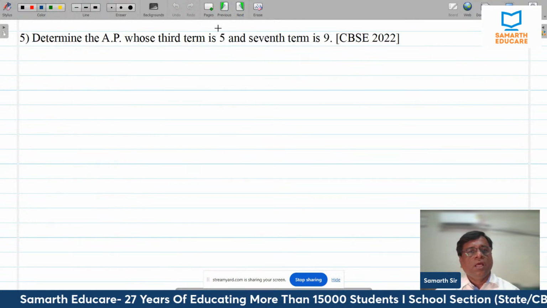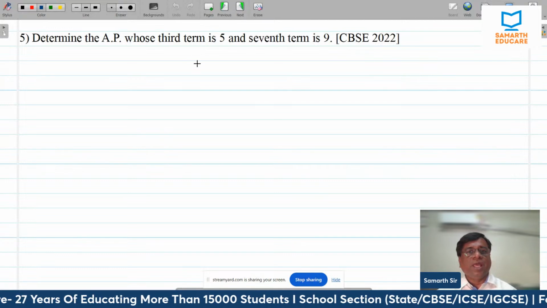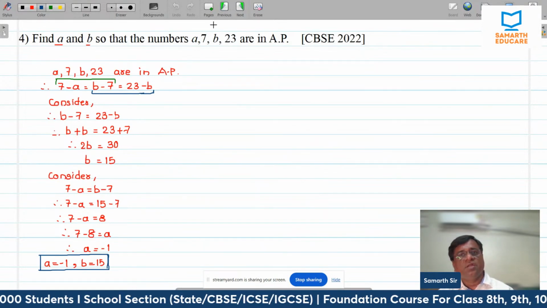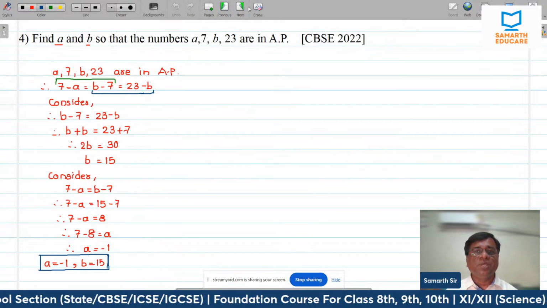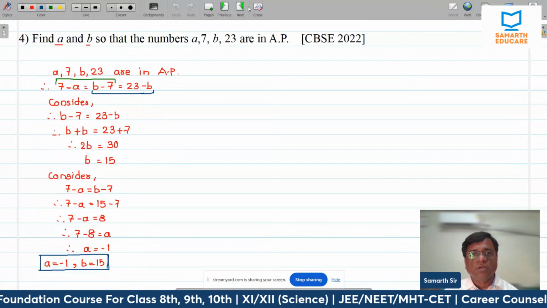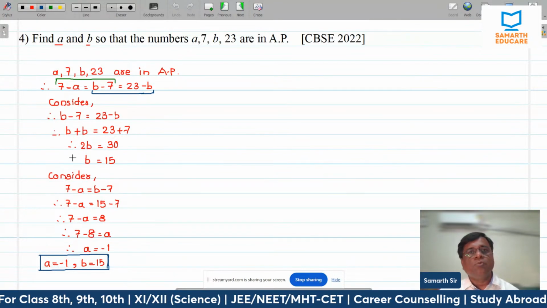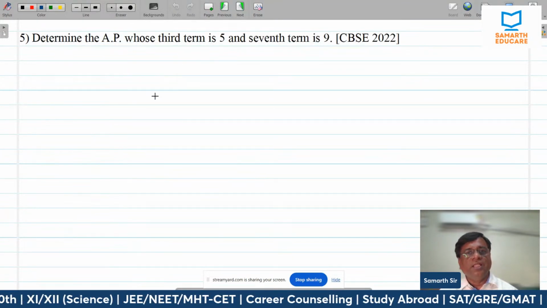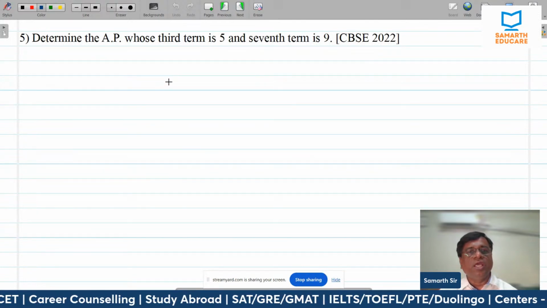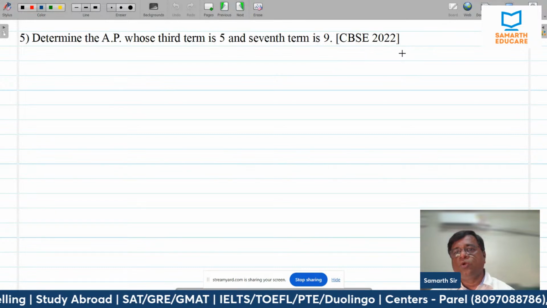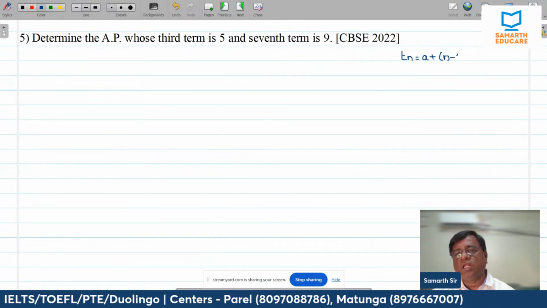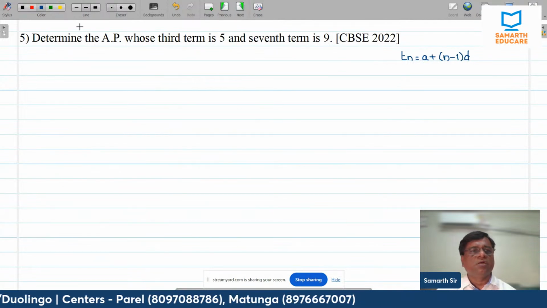All right, let's come to the next step, nth term. Now these were the questions based on, the first 4 questions were based on the basic definition of AP. The basic definition of AP says that the difference between the term and the preceding term, that is the previous term, is always a constant. Now let's come to the next part, that is nth term. The formula for nth term is Tn is equal to a plus (n minus 1) into d. This is the nth term formula.